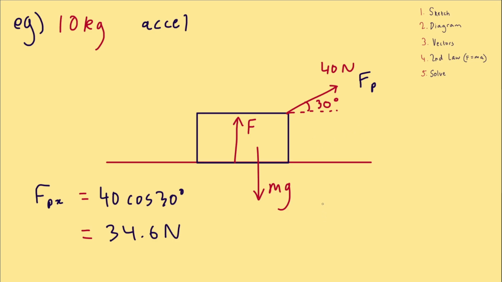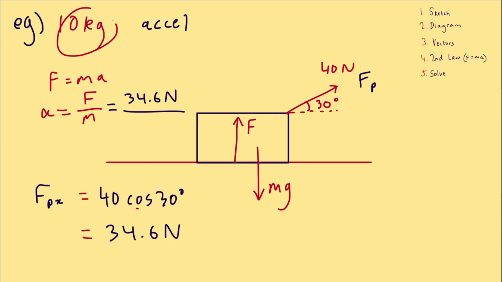Time to find acceleration. We do that with step 4 in this problem solving guideline. Apply the second law. Newton's second law is F equals ma. If we divide both sides by m, we can find acceleration, which is a equals F over m. Let's plug in our values. F, being force, is 34.6 and mass, as we know, is 10 kilos. That means the acceleration of the book as it slides along the table is equal to 3.46 meters per second squared.